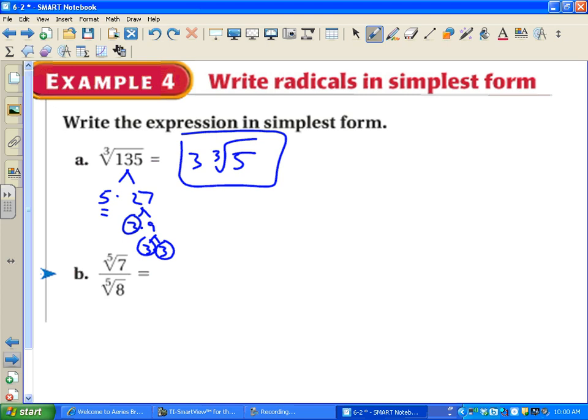Letter B, we're going to skip. You don't have to worry about that. I'm just concerned that you can break it down like letter A. Don't worry about letter B.